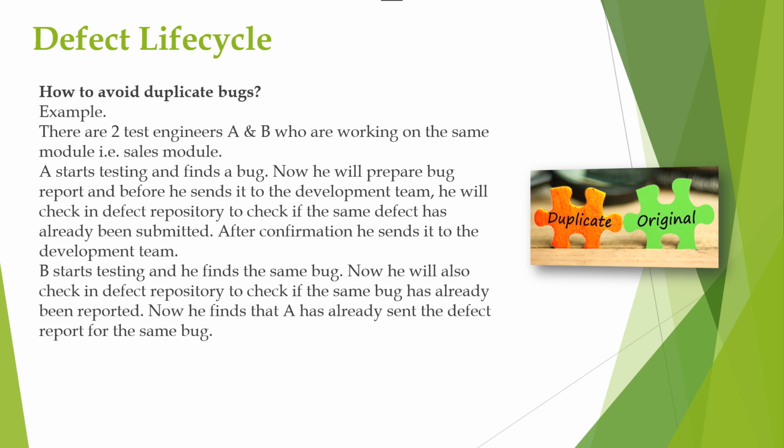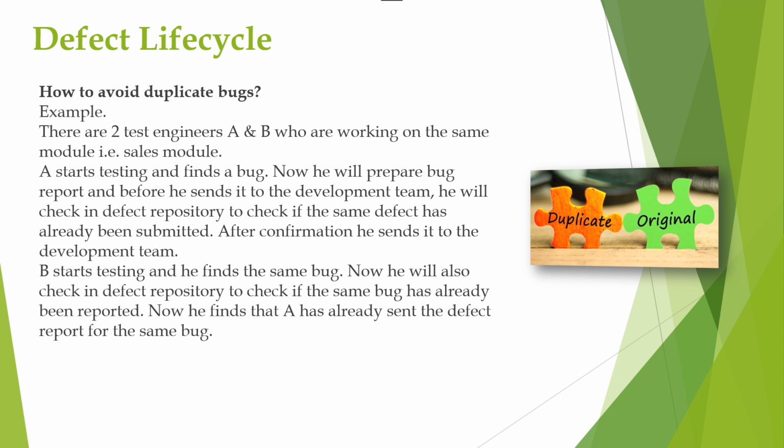Now he prepares a defect report in which he explains the defect. Before he sends it to the developer, he logs into the server named QA. There he goes into the folder called Defect Repository, which has all the defect reports prepared by the test engineers and sent to the developers. Now he searches for the keyword sales in the defect repository. It starts looking inside the folder to see if there are any defect reports which have sales in them.